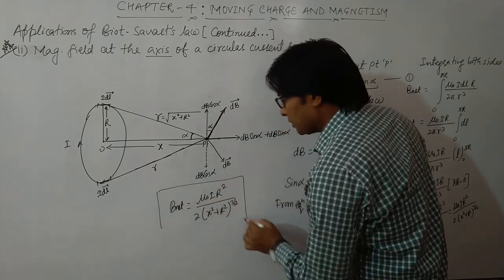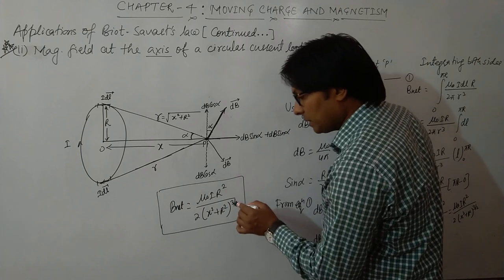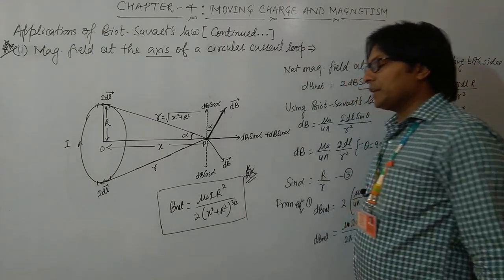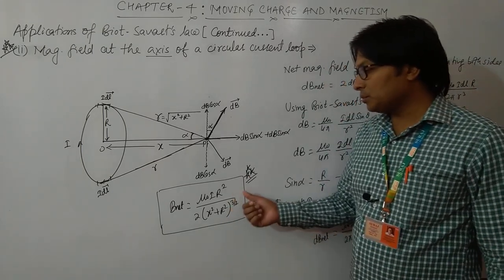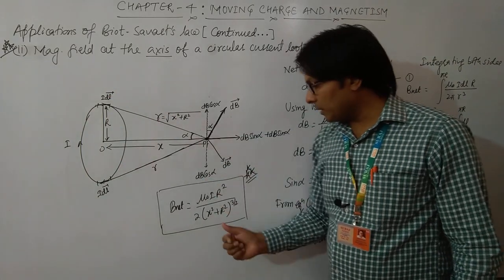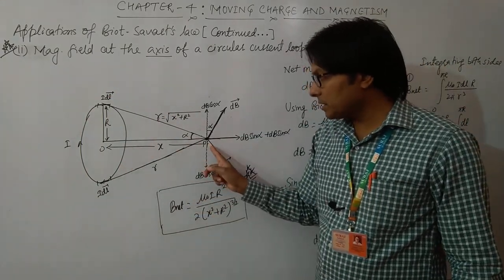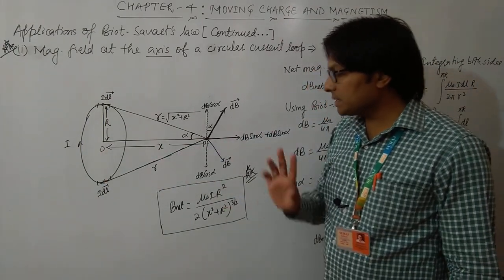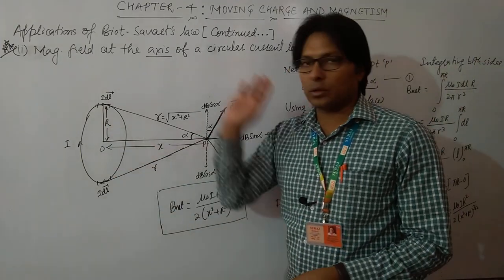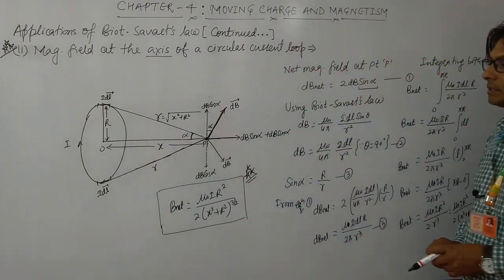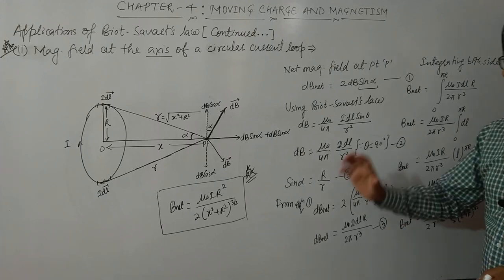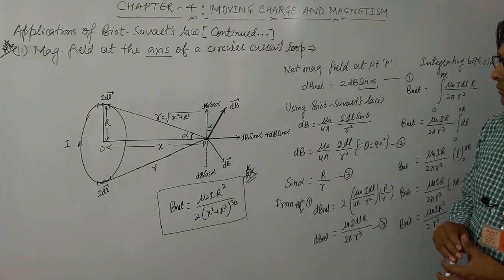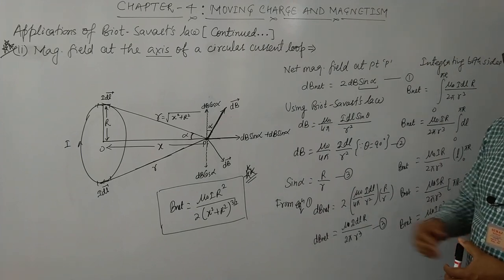So this is a very important formula, and I suggest that you remember it from the numerical point of view. So what are the various terms involved in this formula? We have assumed r as the radius of the circular loop, x is the distance of this point on the axis from the center of the loop, and I is the current flowing in the circular loop. So this is the final result, or the derivation of the magnetic field at the axis of a current loop.